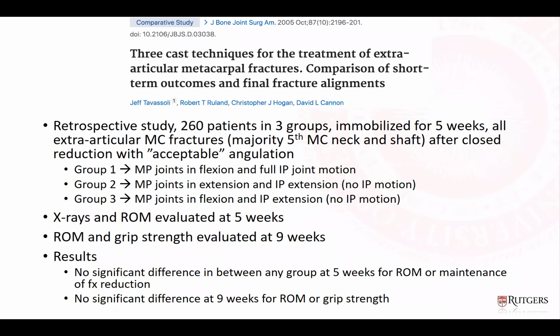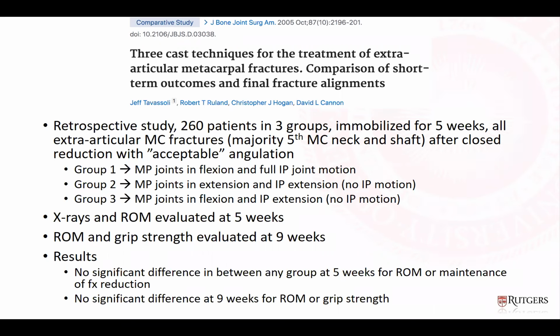Yeah, Steve, you ask each of us, you're going to get a different answer. But I've had a problem at 7 days where I've taken it off and then tried to recast them, especially in flexion. One, because they're painful, because you need to push volarly to kind of hold that reduction. And I've actually lost the reduction with trying to get MP flexion. This study says it doesn't matter.